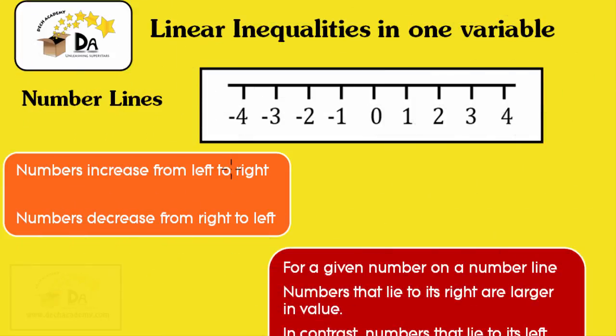This video deals with the topic of linear inequalities in one variable, but before we delve into that, we're going to quickly review number lines. Now here's an example of a number line. In this case, numbers range from -4 to 4. But the key thing to note about a number line is that numbers increase from left to right.